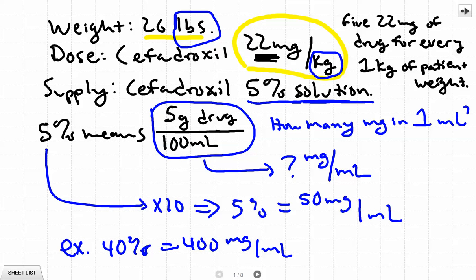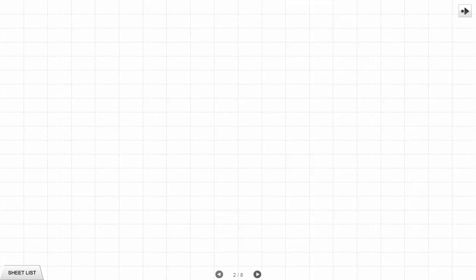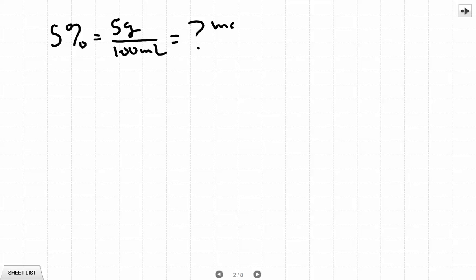So let's see why this works. As we said before, a 5% concentration means 5 grams in 100 milliliters. And I want to prove that this is going to come out to be the 50 milligrams in 1 milliliter, right? Like I said before, we're going to get this answer. Now, you don't have to do this computation every single time. You can stick to the trick of taking the percent value and just multiplying by 10. But let's just see why this works.